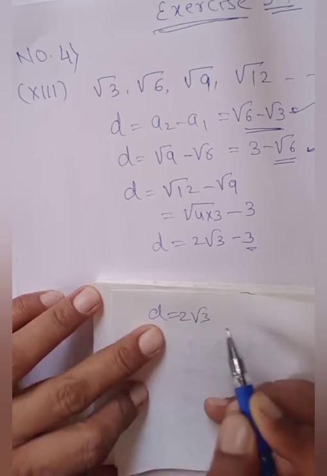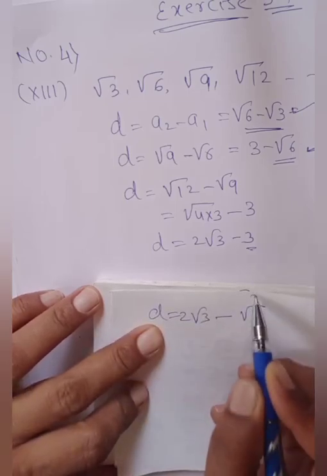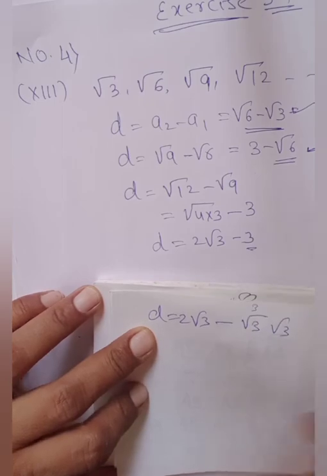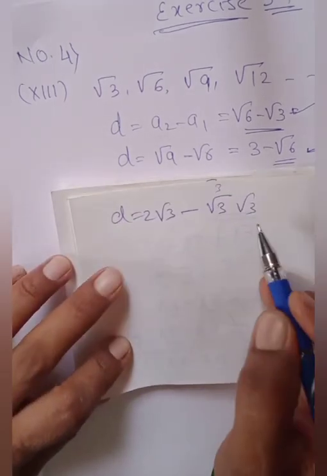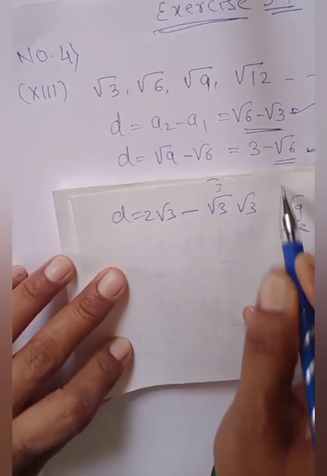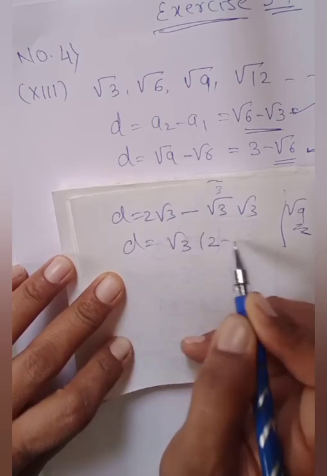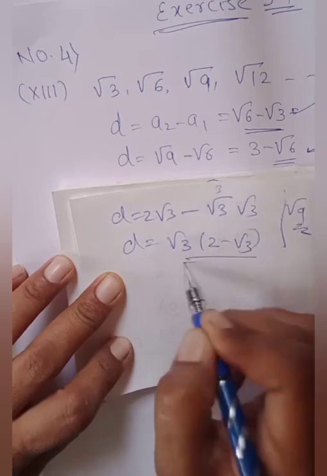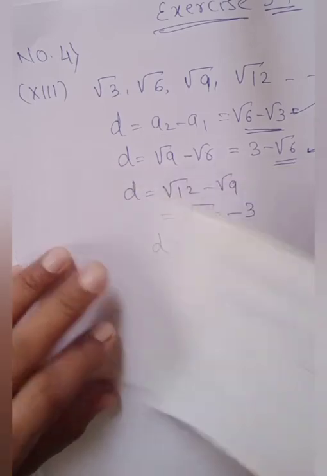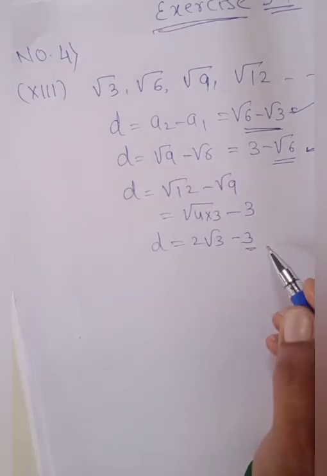2 root 3 minus... you write this one as 3, as root 3 into root 3. As you know, root 3 into root 3 is root 9. Root 9 is 3. So what happens here? Root 3 we are going to take common here. 2 minus root 3. Even after writing this one, you cannot simplify it further. So better to keep this one as it is only.